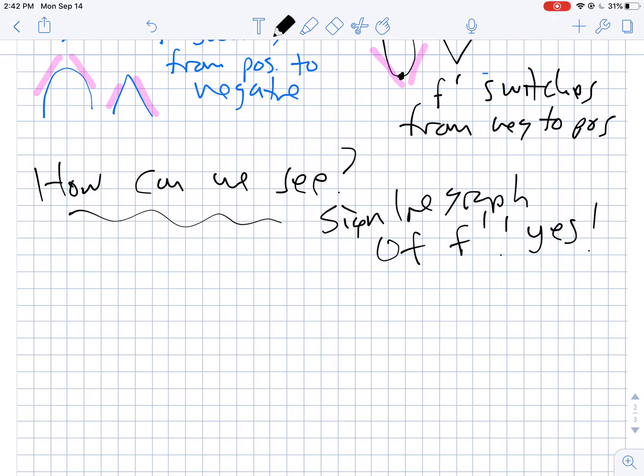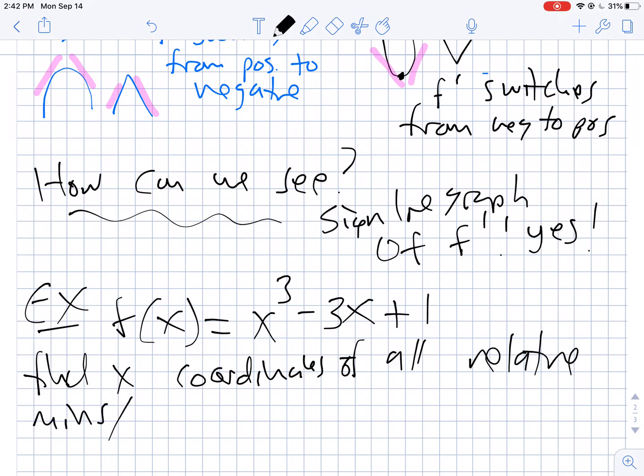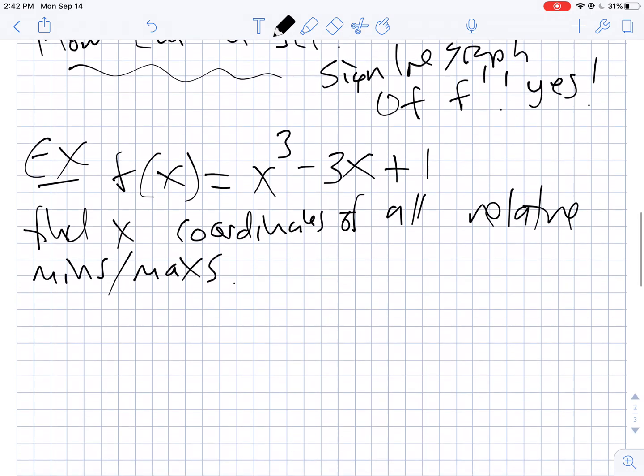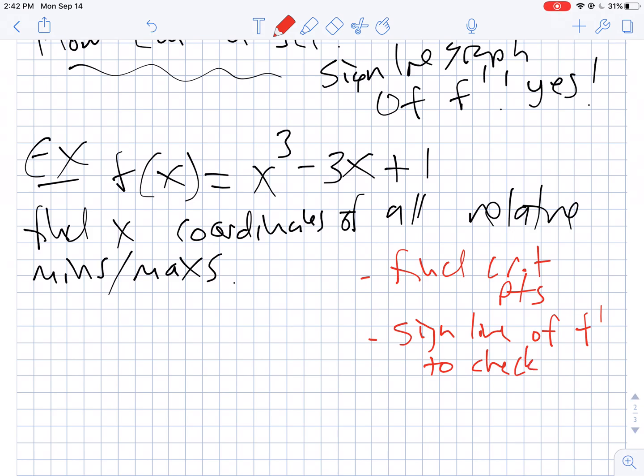Okay, so for example, let's say we have the function f of x equals x cubed minus 3x plus 1. And I ask you to find the x coordinates of all relative mins and maxes. Okay, so here's what this is generally going to look like. You're going to find the critical points first, because those are the only points where they could occur. And then after we found the critical points, we're going to make a sign line graph of f prime to check whether they're mins or maxes. Okay, and then we'll talk about how we write this up.